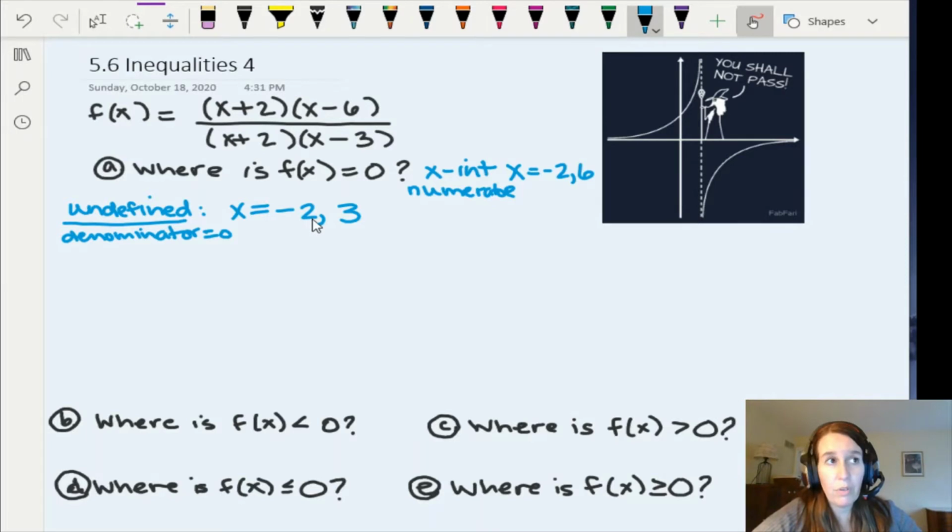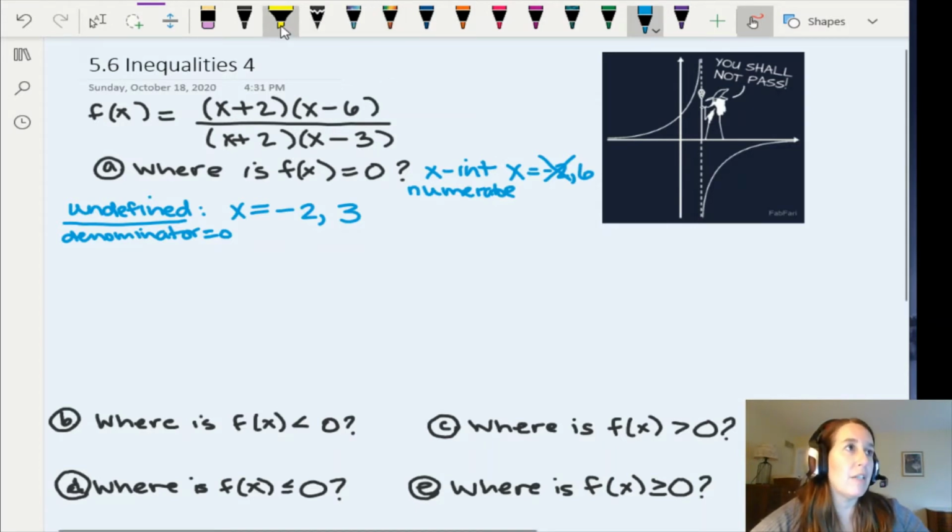It can't be both. So really when we would do this function, the -2 would get eliminated. It is not an x-intercept. I'm glad I did that because you might not notice that, and then if you have it in both places, it doesn't make sense. So it is an undefined point because it is in the denominator. If we put -2 into the original function, we would get 0 over 0. That is undefined. So the only x-intercept is 6, and the two undefined points are -2 and +3. So we're going to make our sign chart from those values.